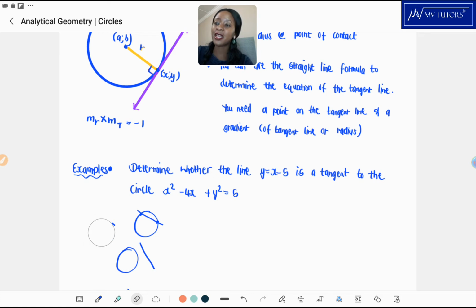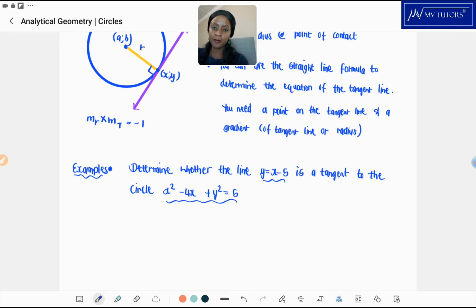Well, because I know that the tangent actually touches the circle at one point, I'm going to make these equations equal to one another. I'm going to solve simultaneously. And what am I hoping for? I'm hoping that when I solve simultaneously, I will have one solution for the x and one solution for the y. That would tell me that this line is tangent to the circle.